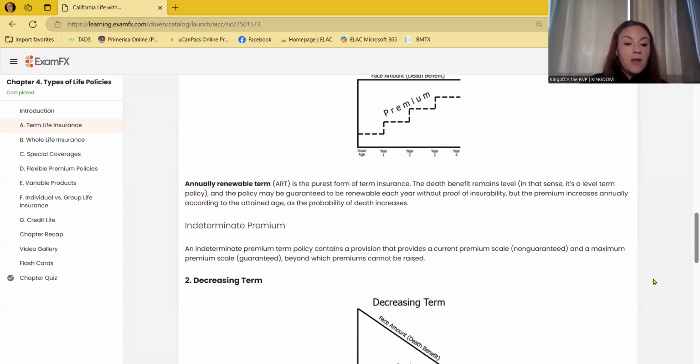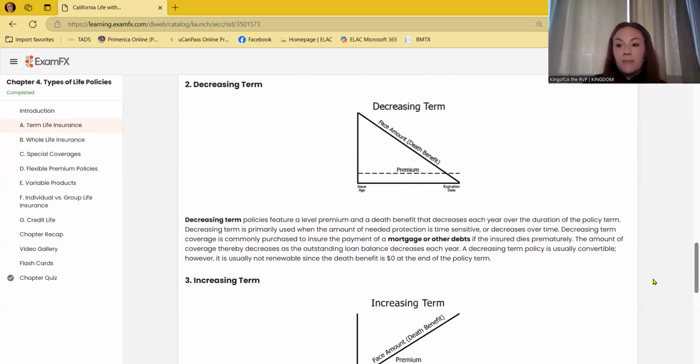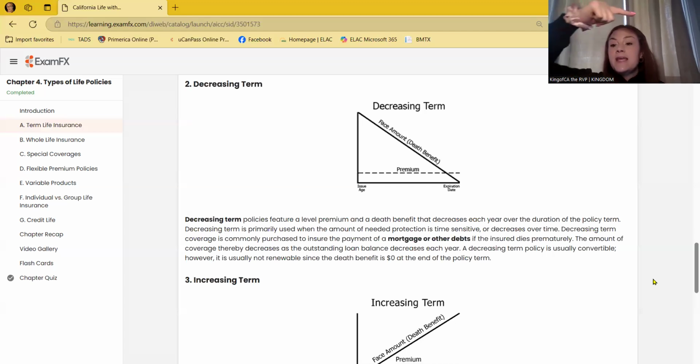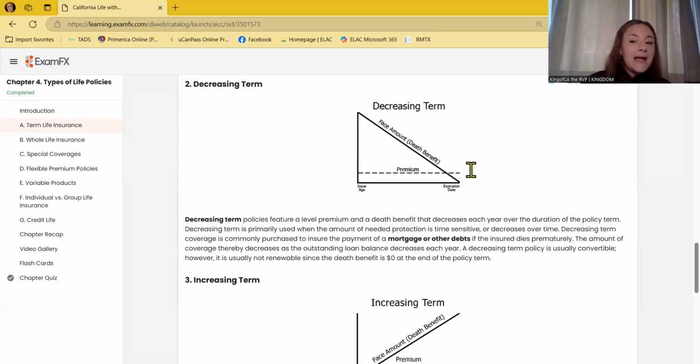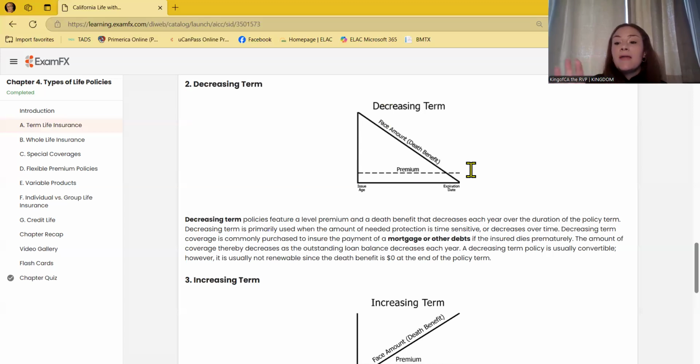All right. Next, we have decreasing term. So really quick, decreasing term, reminder, the death benefit is what is decreasing. See right here where it says face amount, death benefit. See how it's going down. Okay. The premium remains level. We are not going to pay more or less depending on how long our policy is. The premium will remain the same. And then it's for a term, a certain period of time.